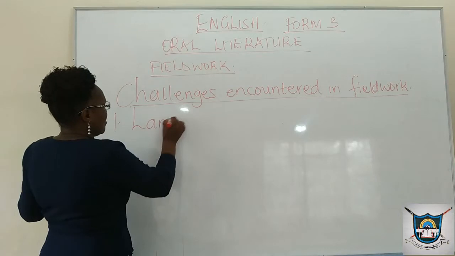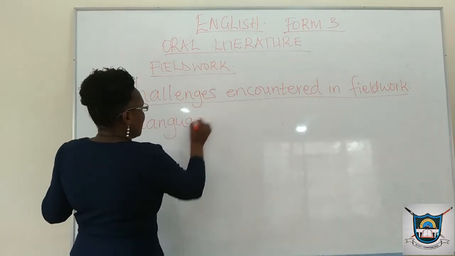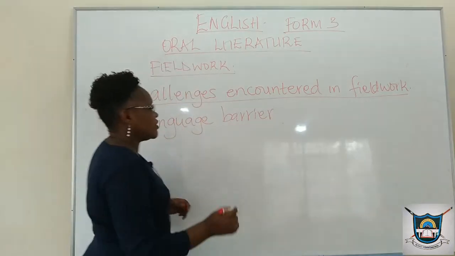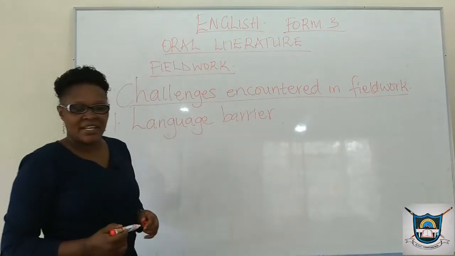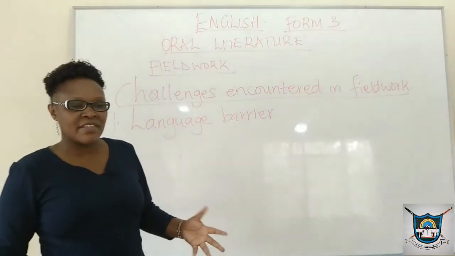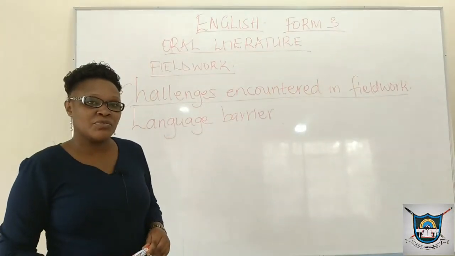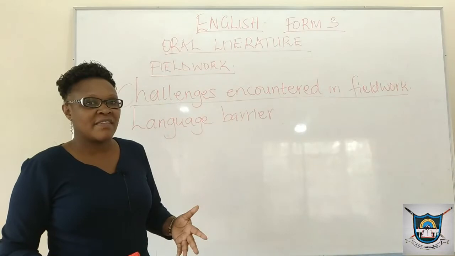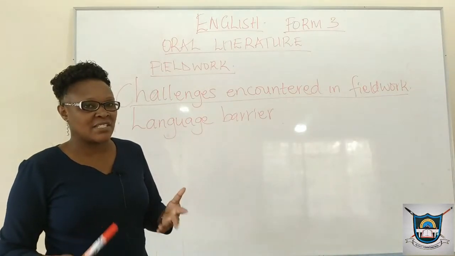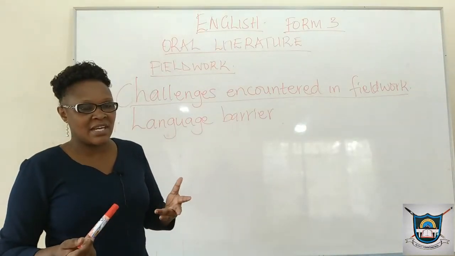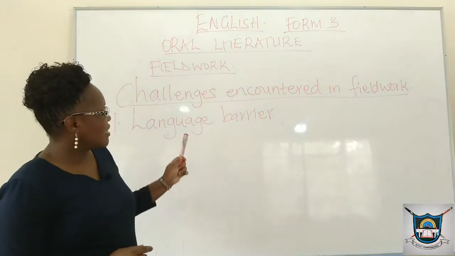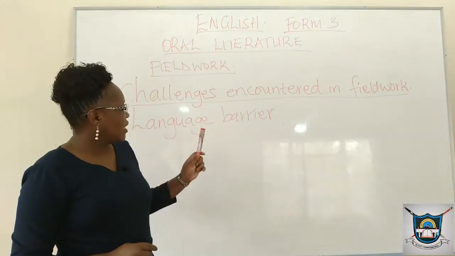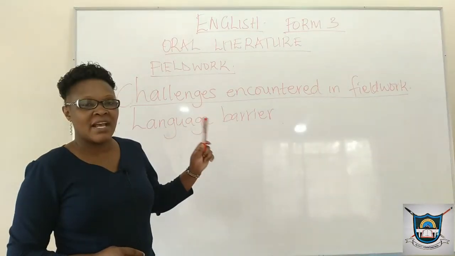Number 1, the first challenge that you can get is language barrier. So you can prepare everything, then when you go to the host community or the catchment area, you find that the informants cannot understand your language and you cannot understand their language. How can you overcome that challenge? What you can do in this case, you can get an interpreter.